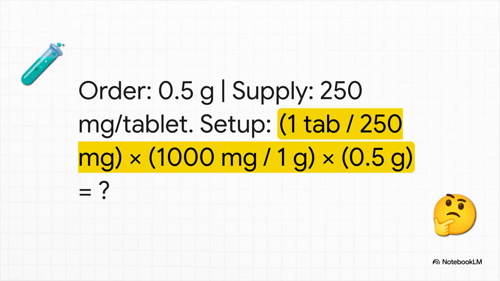Okay, let's go all the way back to our very first problem. The order was 0.5 grams, and our supply is 250 milligram tablets. Here's how we set it up. We start with what we have, 1 tablet per 250 milligrams. Then we add our conversion factor. There are 1,000 milligrams in 1 gram. And finally, we multiply by the order, which is 0.5 grams.